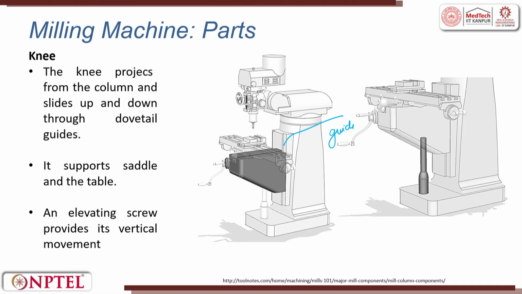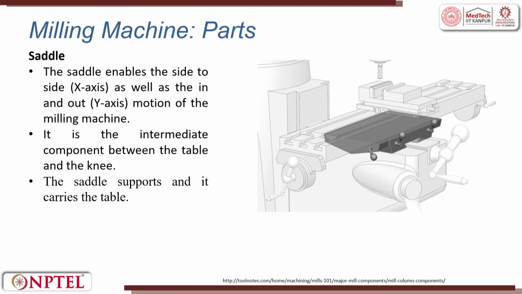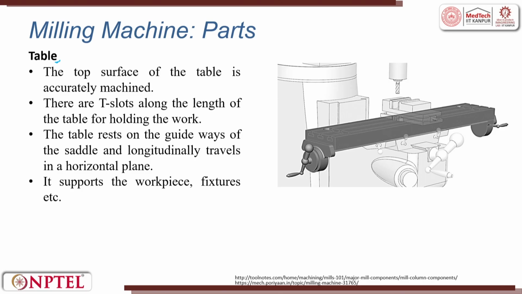It supports the saddle, and then it is able to move up and down, left and right. So, this is a saddle. The saddle enables the side to side as well as in and out motion of the milling cutter. It is the intermediate component between the table and the knee. The saddle carries the table. Now, you can see the table part.